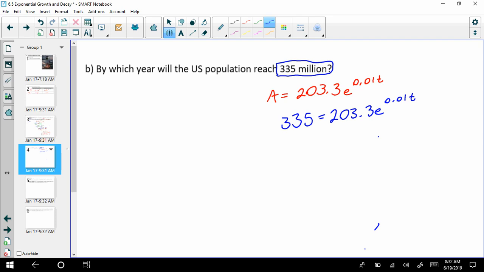And I want to solve for t. I want to know, how long will this take? How much time do I have? So we're going to solve this very similarly to how we did in part A. The first thing I would want to do is divide by my 203.3. Again, I'm not going to use a calculator quite yet.